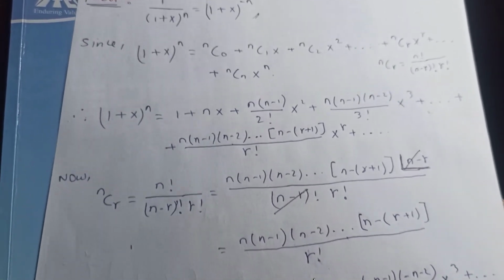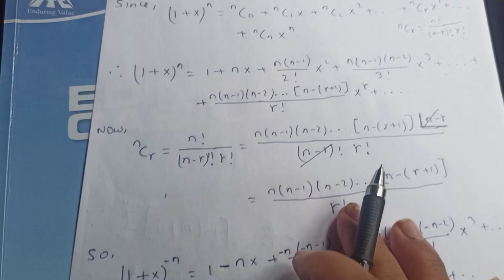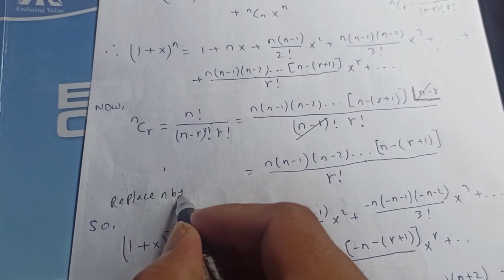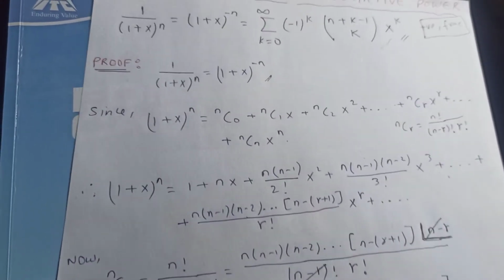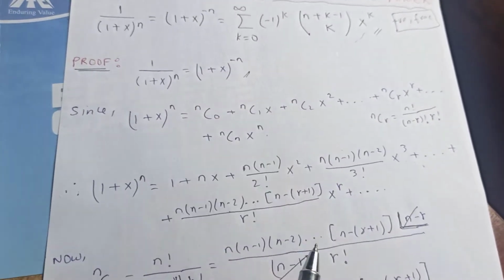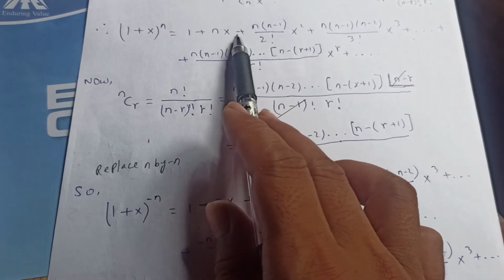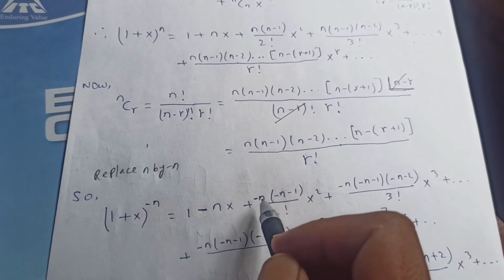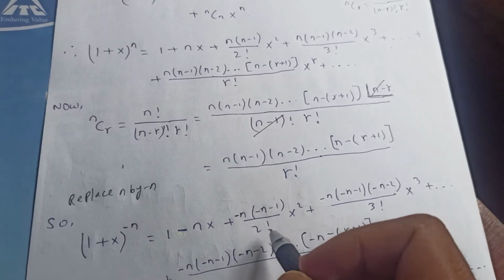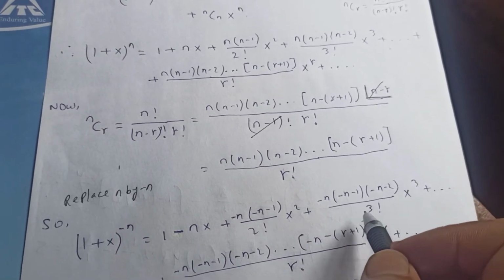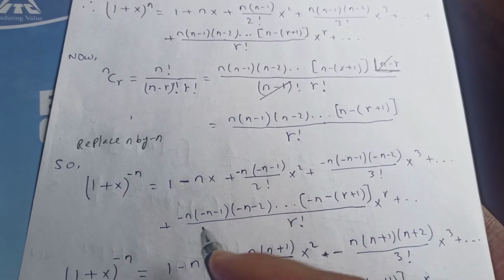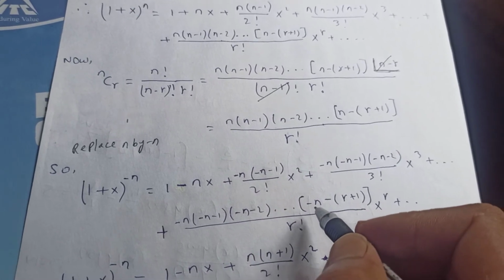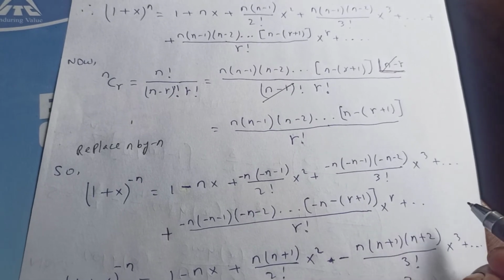Now replace n by negative n, because we are trying to find this one. If you replace n by negative n, then you get (1 plus x) to the negative n is 1 plus negative n x plus negative n(negative n minus 1) over 2 factorial, x squared, plus negative n(negative n minus 1)(negative n minus 2) over 3 factorial, x cubed, and so on, plus negative n(negative n minus 1)(negative n minus 2) and so on up to (negative n minus r plus 1) over r factorial, x to the r, and so on.